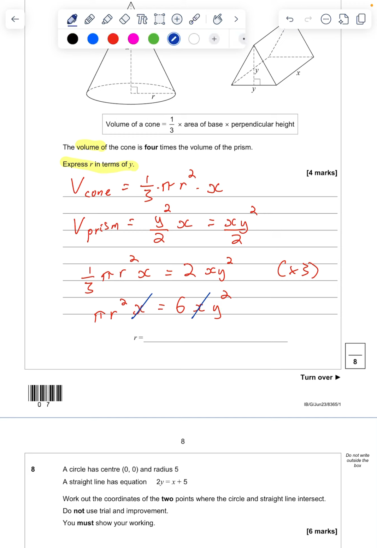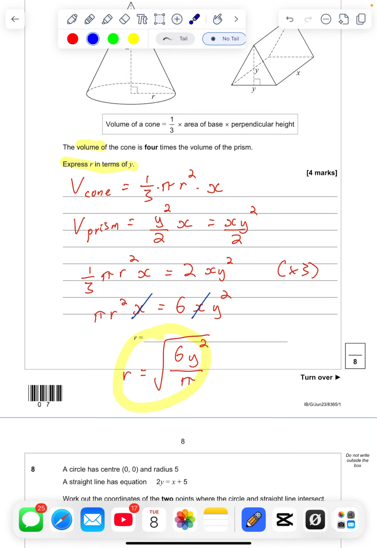So I can say, doing it in one step, that r, if I divide through by pi, you're going to get 6y squared divided by pi, and then to get rid of the square, you're going to square root everything. And really, it could be plus or minus, but probably not minus, because it's a radius, it's a length. So keep it positive. And this is the radius expressed in terms of y. So r equals the square root of 6y squared over pi.